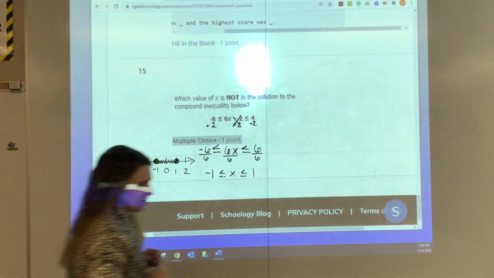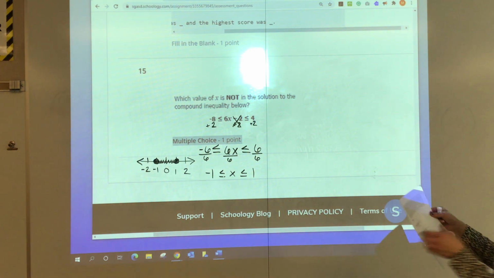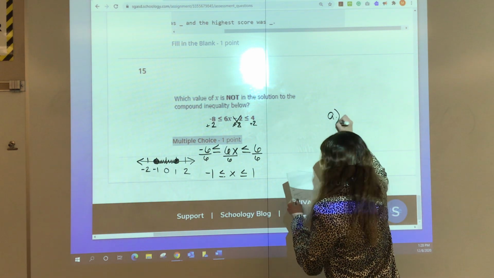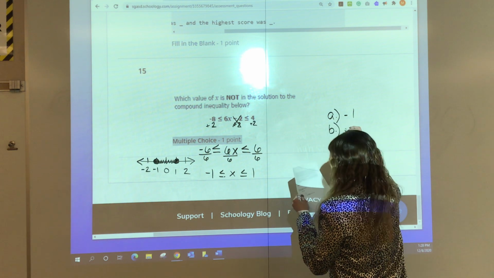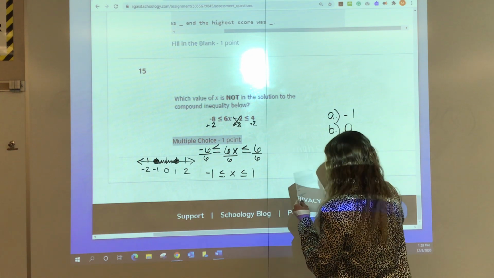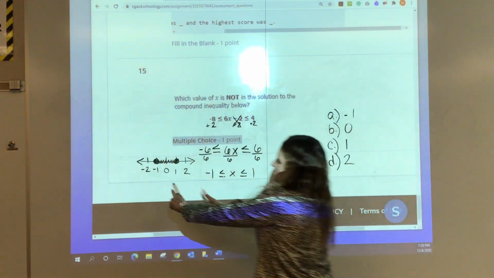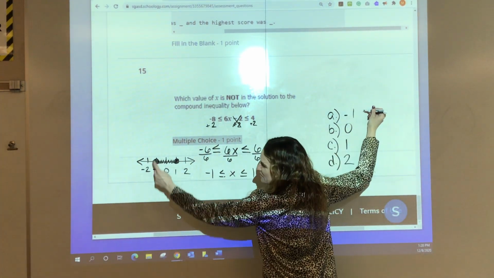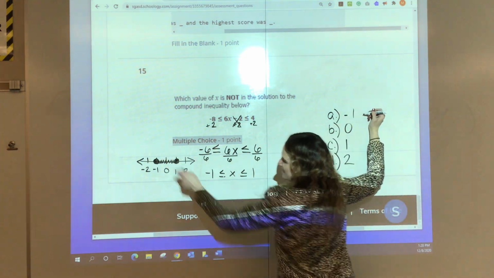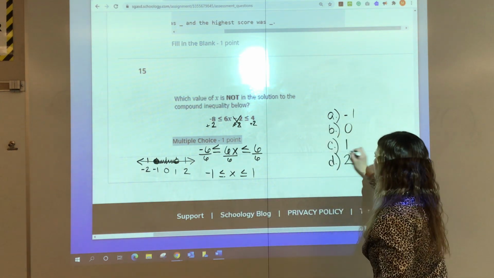I am pretty sure that on your quiz or your test, I think I have the questions here. Yes, so the answers were which is not the solution, but we see the solution set right here. Negative 1 is because of the solid dot. 0 is because it's in the shaded section. 1 is because of the solid dot. 2 is not. So your answer is D.